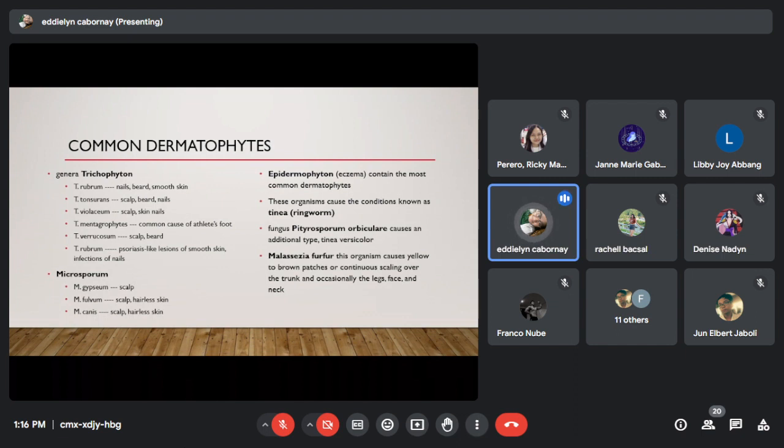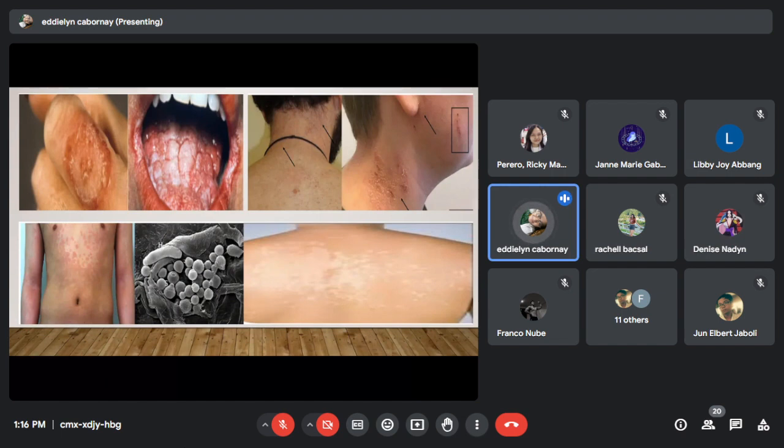So we have the fungus Pityrosporum orbiculare that causes tinea versicolor, and then Malassezia furfur. This organism causes yellow to brown patches or continuous scaling over the trunk and occasionally the legs, face, and the neck.